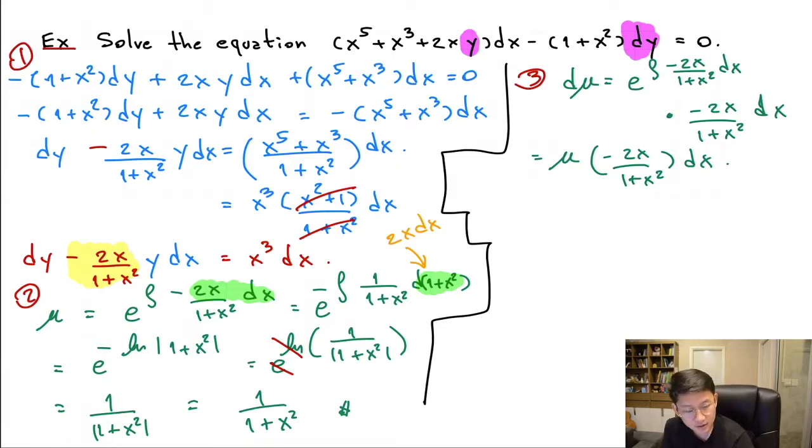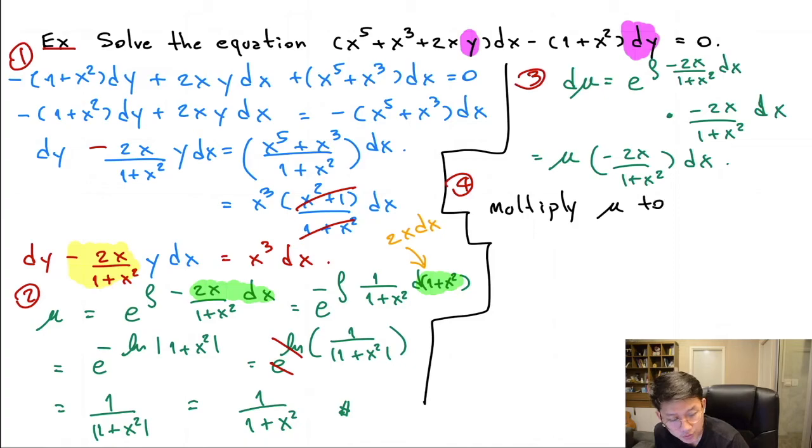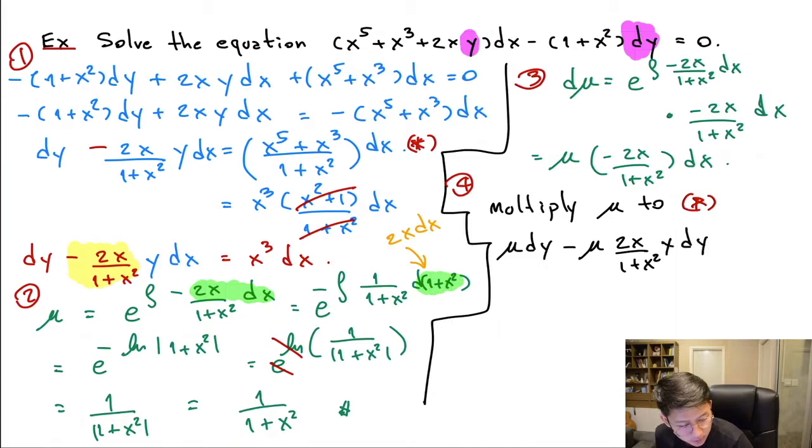And then the fourth step is to multiply mu to this equation. So what we have is mu dy minus mu 2x divided by 1 plus x squared y dx equals mu x cubed dx. Guys, look at this one, x cubed. This cancels out already, so we have x cubed dx.